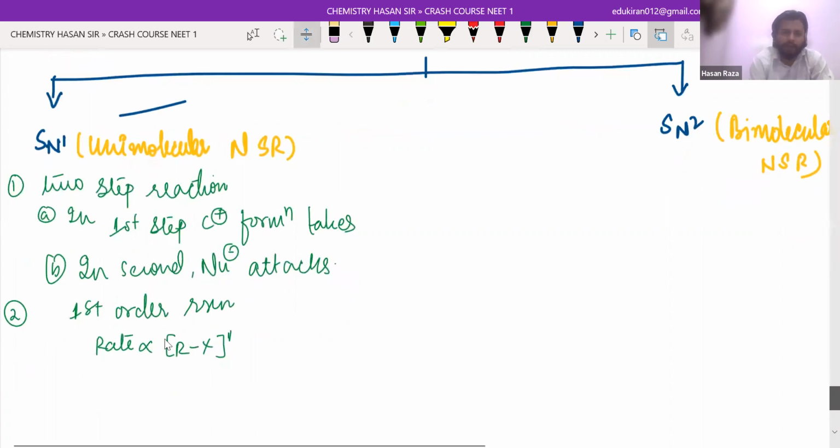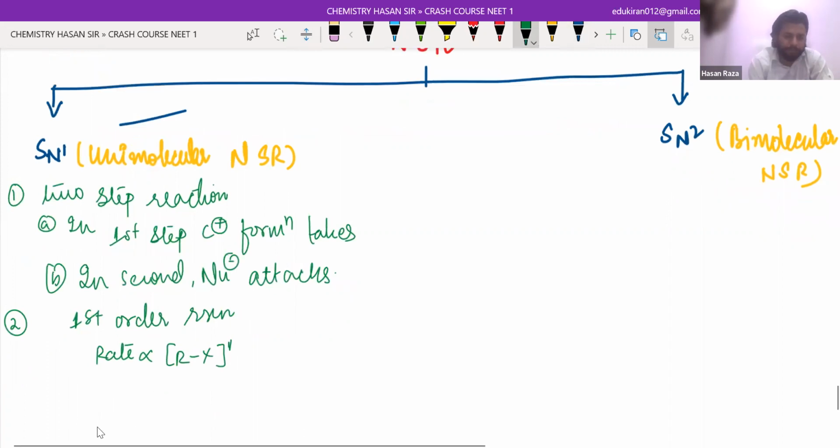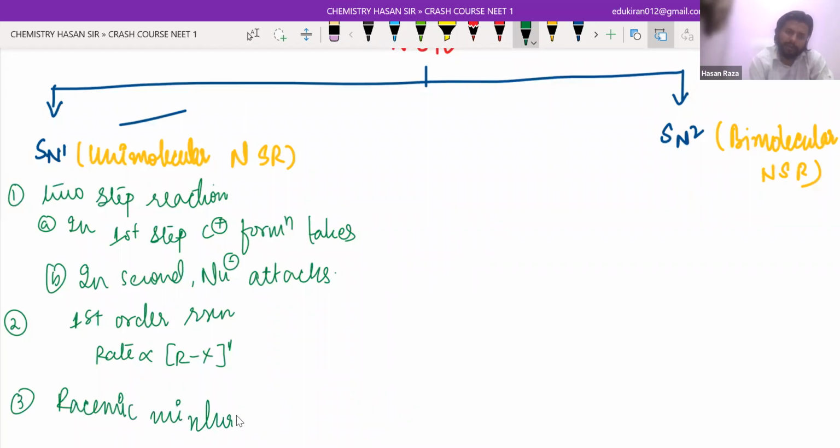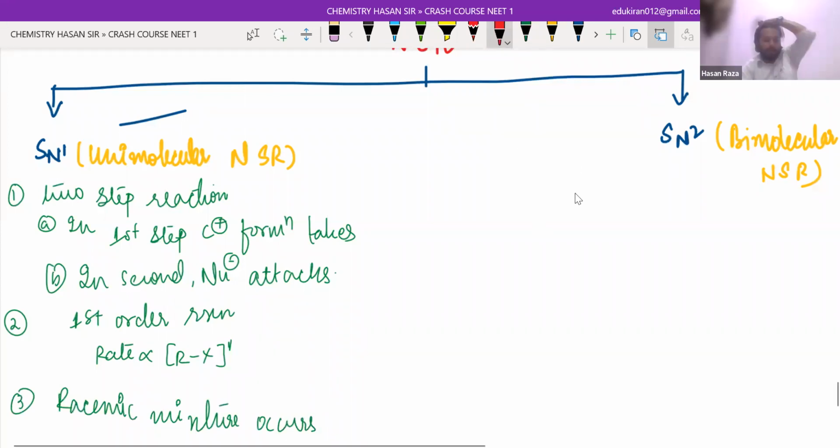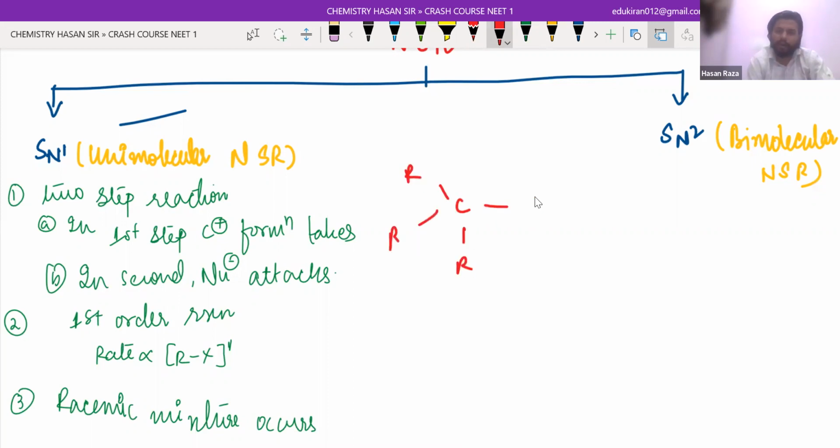Now the next is very important, and that is the third one. Racemic mixture takes place. Now I'm going to explain how the reaction took place. Let's say this is your R, this is also your R, and this is also your R, and X is there. So in the first step, what will happen? This will move. The leaving group leaves with the electron of carbon. So there will be formation of carbocation.